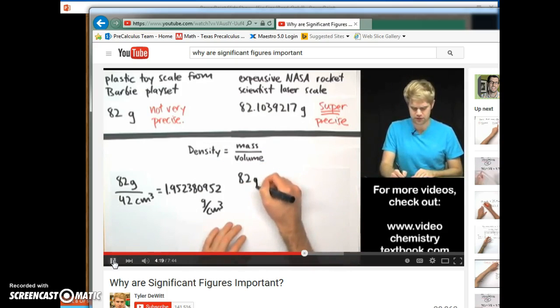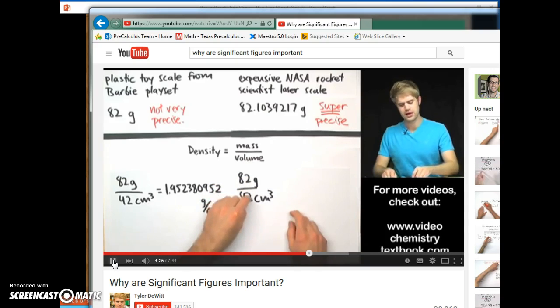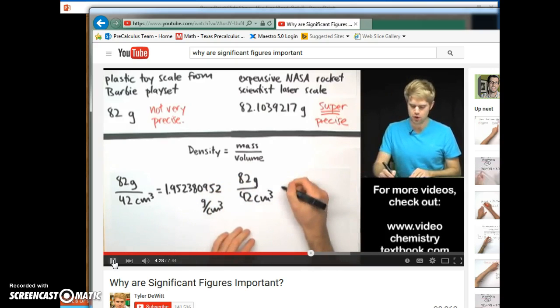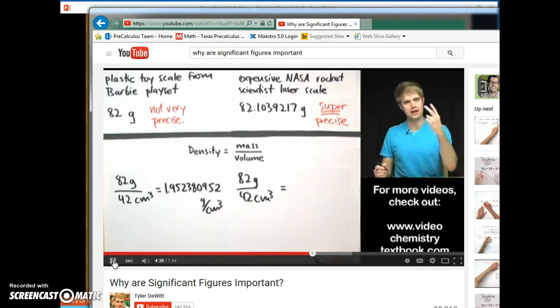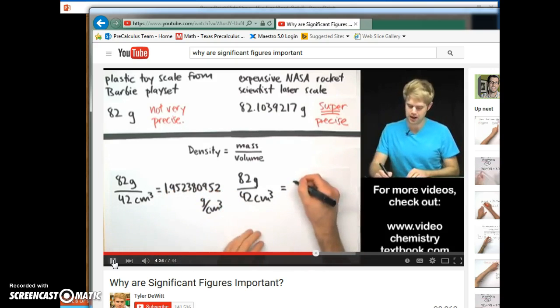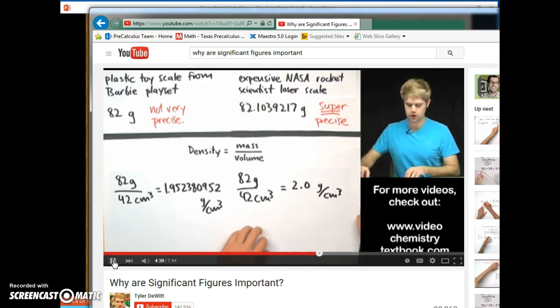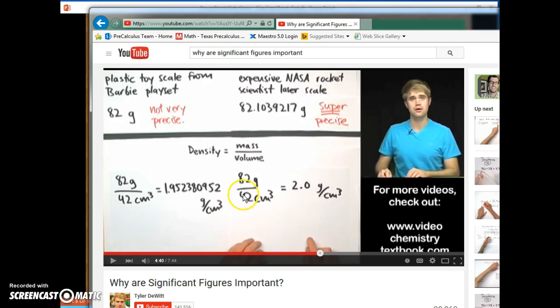If I'm using significant figures, I'll do the same calculations, but I'll realize that there are two significant figures in both of the numbers that I'm starting with, which means that my final answer here can't have more than two significant figures. So instead of 1 point all of this stuff, I'm only going to get 2.0 grams per cubic centimeter. So right there, 82 has two significant figures, the 8 and the 2. And so does 42, the 4 and the 2. That's two figures. So your answer also needs to have 2.